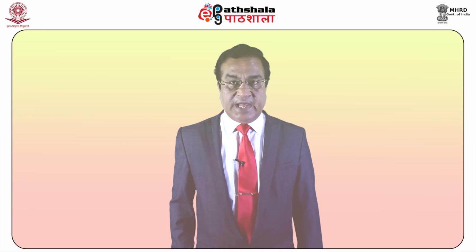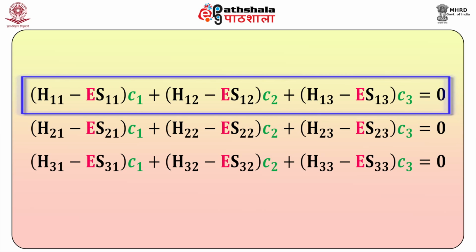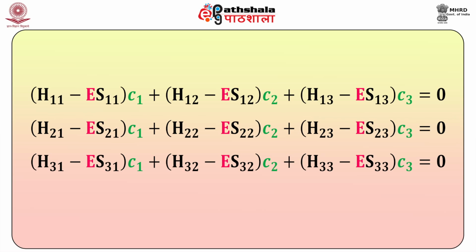Now using this molecular orbital and applying the variation principle, we can get the corresponding secular equations. We get 3 secular equations. The first is H11 minus ES11 C1 plus H12 minus ES12 C2 plus H13 minus ES13 C3, and similarly we have the other 2 equations. Now these 3 secular equations can be written in the form of a determinant.